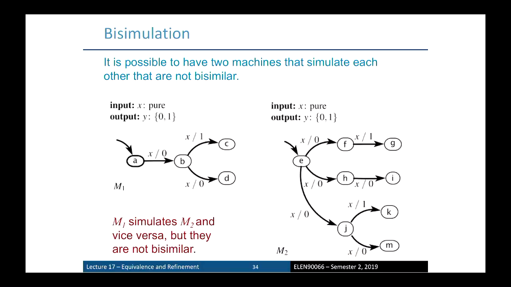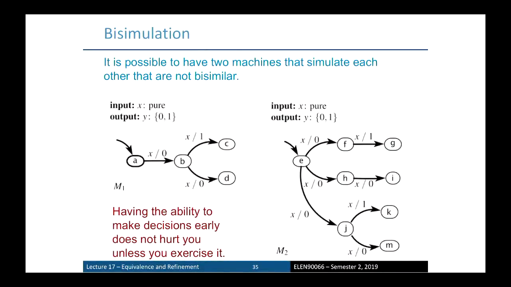Obviously we found machines where one simulates the other but they are not bisimilar. You can actually also get machines where M1 simulates M2, M2 simulates M1, but they are not bisimilar. How so? Well, here's an example. Essentially we have to do the same tracing. So we need to pick which machine goes first, and then toggle through the sequence of states and all the possibilities.